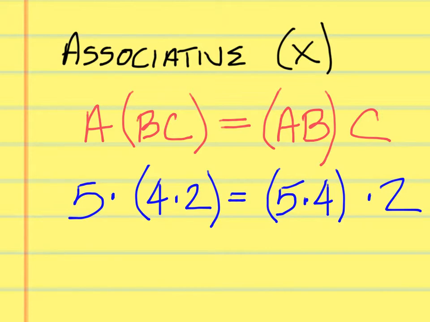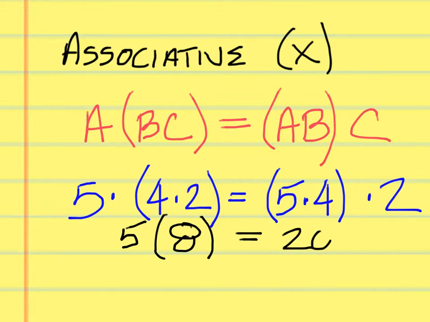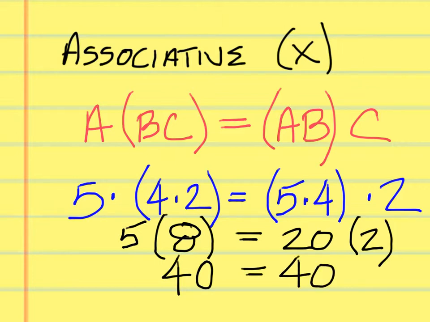So on the left-hand side, if I have to multiply 4 times 2 first because they're in parentheses, I would get an 8 and then multiply by 5. On the right side, I could multiply 5 times 4 first to get 20 and then multiply it by 2. 5 times 8 is 40 and 20 times 2 is 40. So what this means is if you have a list of numbers in which you have to multiply them all together, you can multiply them in any order and still come out with the same answer.